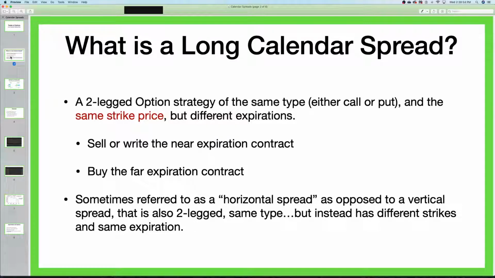Now, this is sometimes also referred to as a horizontal spread, as opposed to something that you're probably more familiar with, and that's the vertical spread, which is also a two-legged options strategy of the same type, either a put or a call. But the vertical spread differs in that it has different strikes with the same expiration, where a calendar spread has the same strike but different expirations.